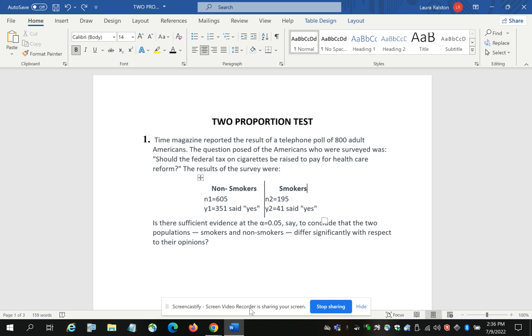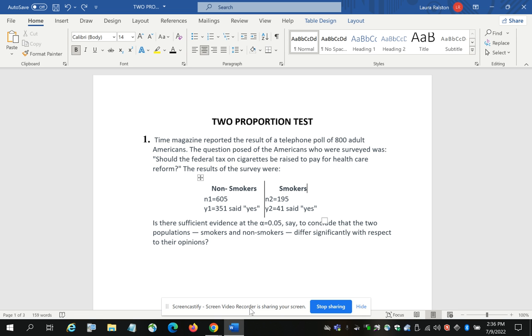The question posed of the Americans who were surveyed was, should the federal tax on cigarettes be raised to pay for health care reform? And the results of the survey were, non-smokers, there were 605 and 351 said yes, federal taxes should be raised to pay for health care reform. Smokers, there were 195 surveyed and 41 of them said yes, the federal tax on cigarettes should be raised to pay for health care reform.